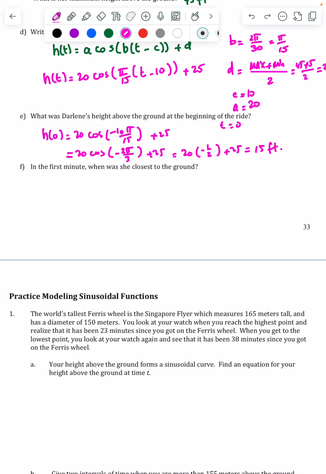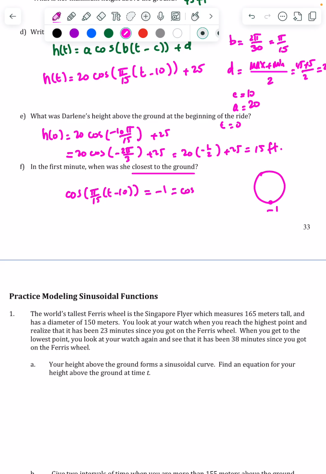And then in the first minute, when was she closest to the ground? So closest to the ground, if you're thinking of cosine and sine, when you're closest to it, you're the lowest, right? Which means you're at -1. So what I'm gonna say here is basically at 5 feet. So closest to the ground, you want cosine of pi over 15 of t minus 10 to be equal to -1.